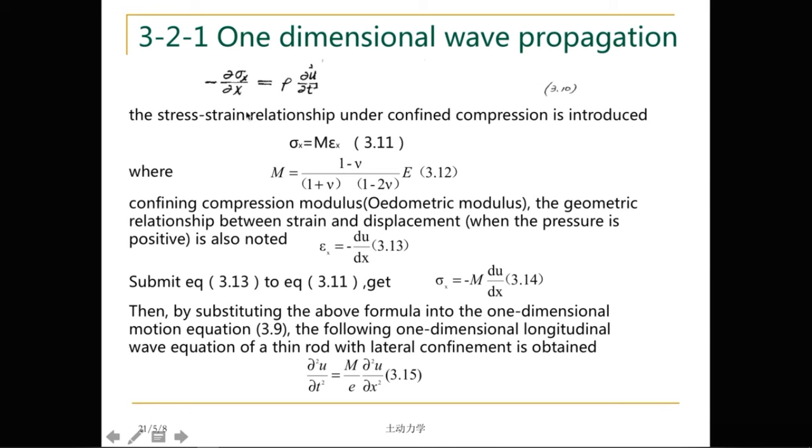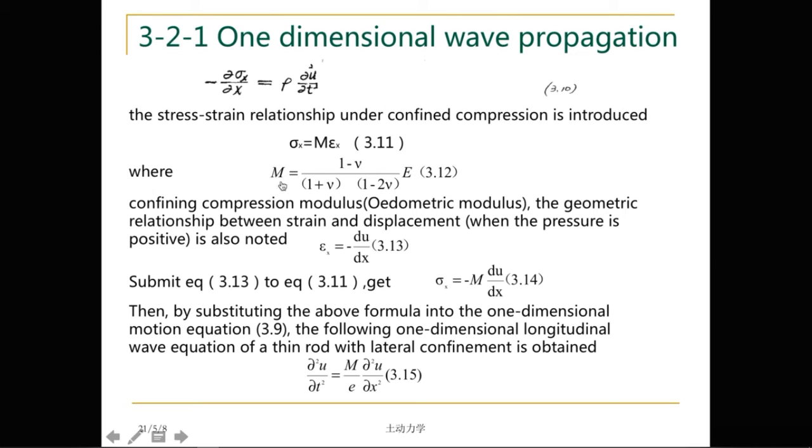Now simplify that equation, we can get this equation: negative d sigma x/dX equal to rho times d squared U/dt squared. The stress-strain relationship under confined compression is introduced. In fact, this is a physical equation. Sigma x equal to modulus M times epsilon x. Sigma x is the normal stress, and epsilon x is the strain in that direction.